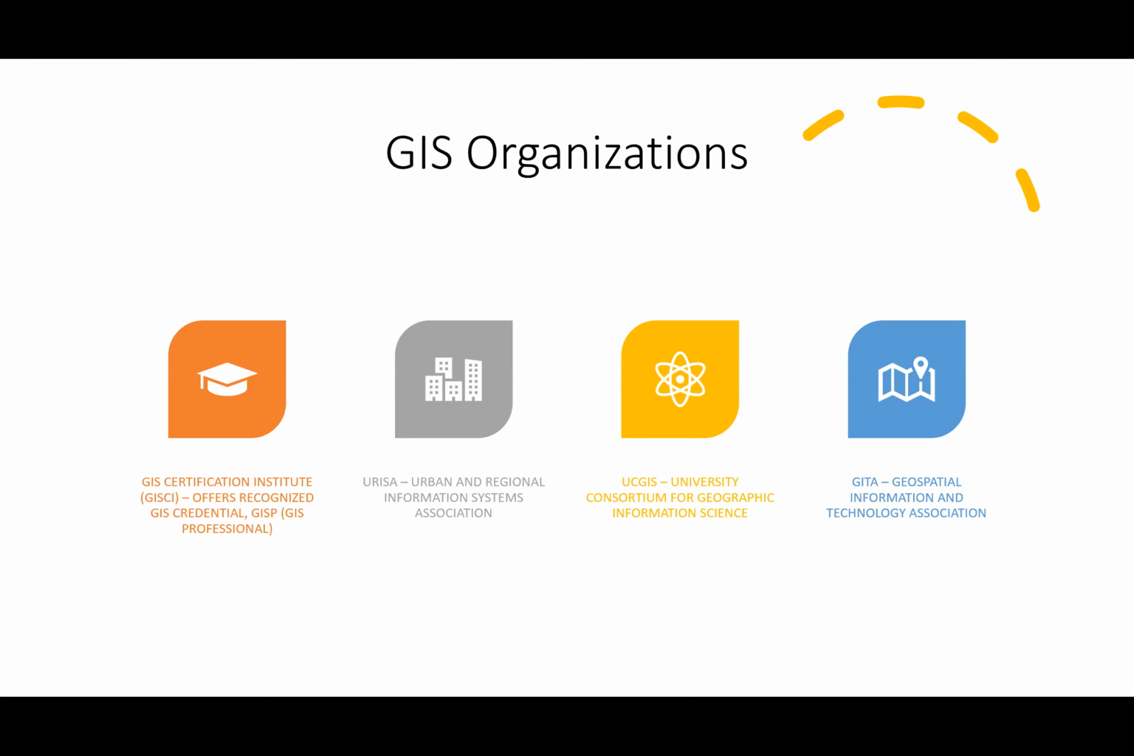UCGIS, again, is the organization that is kind of the repository for the GIS Body of Knowledge that we reviewed earlier in this presentation. And then we have GITA, the Geospatial Information and Technology Association. That's a little bit more broad in its scope. As you can see, with the technology component of it, it's a little bit more geospatial than GIS specific. But again, a really good organization to be familiar with if you're in GIS land.